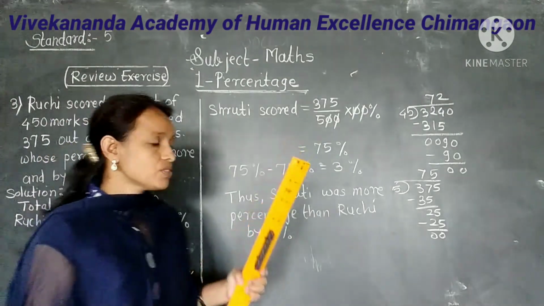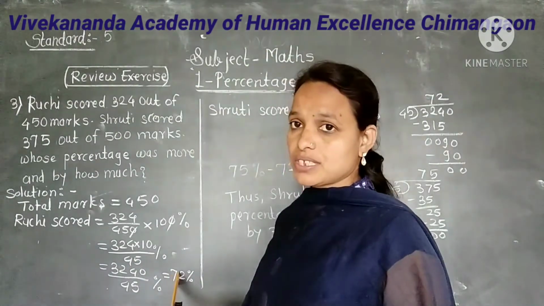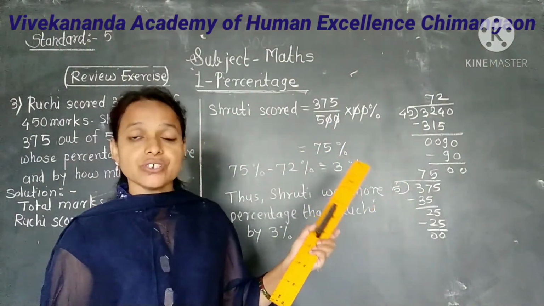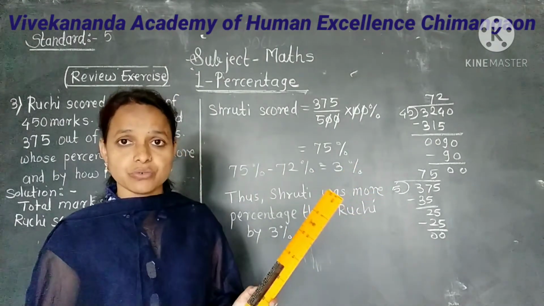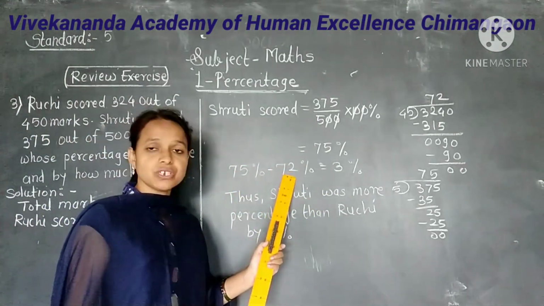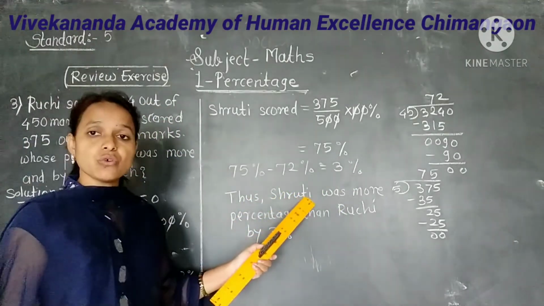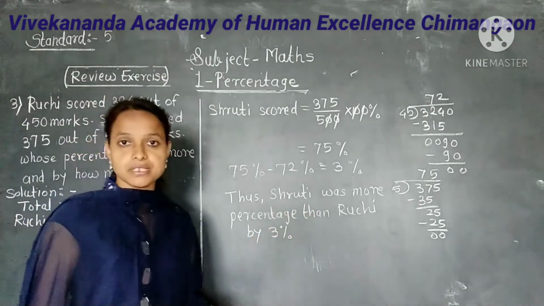Now if you observe, here Ruchi got 72% and Shruti got 75%. So obviously Shruti got a higher percentage. Now by how much? We have to find out. So we subtract 75 minus 72, we get 3%. So thus Shruti got a higher percentage than Ruchi by 3%.